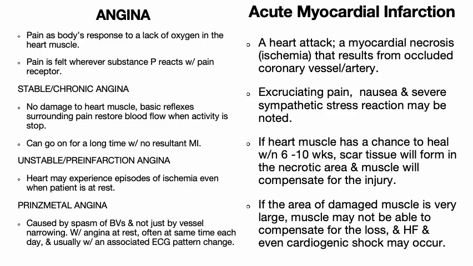We now move on to angina, which is pain as the body's response to a lack of oxygen in the heart muscle. Pain is felt whenever substance P reacts with a pain receptor. Actually, the heart muscle does not have any pain fibers. It's only by the time that a substance called substance P is released from ischemic myocardial cells that pain is felt. So for that, we have stable or chronic angina, wherein there is no damage to the heart muscle.